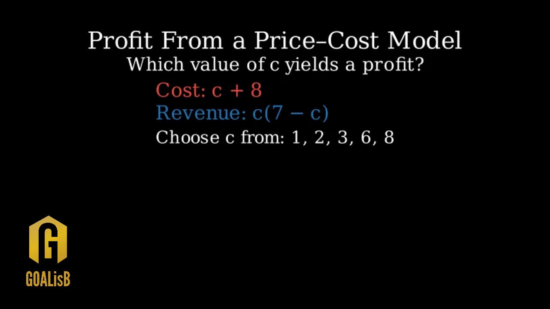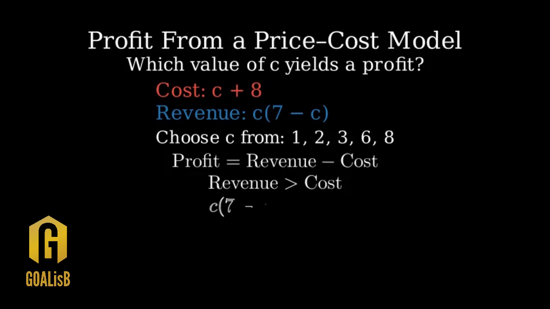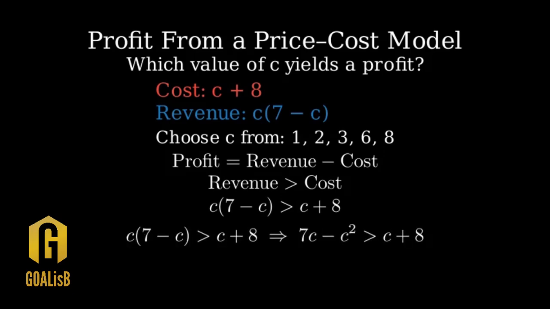Profit is revenue minus cost. For a profit, revenue is greater than cost. So we write C times (7 minus C) is greater than C plus 8. Let's solve the inequality. Expand the left. C times (7 minus C) is 7C minus C squared.